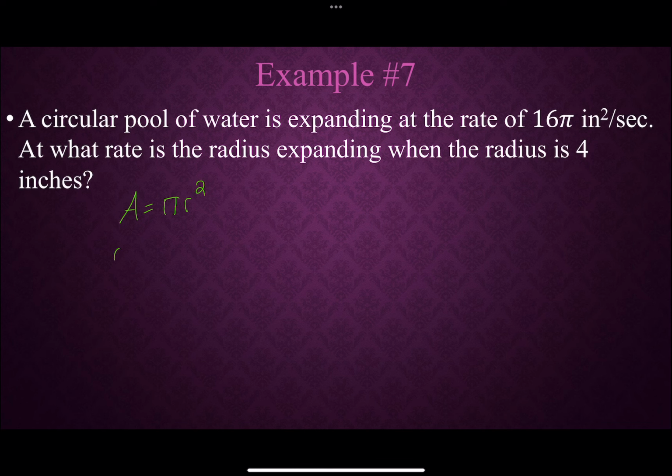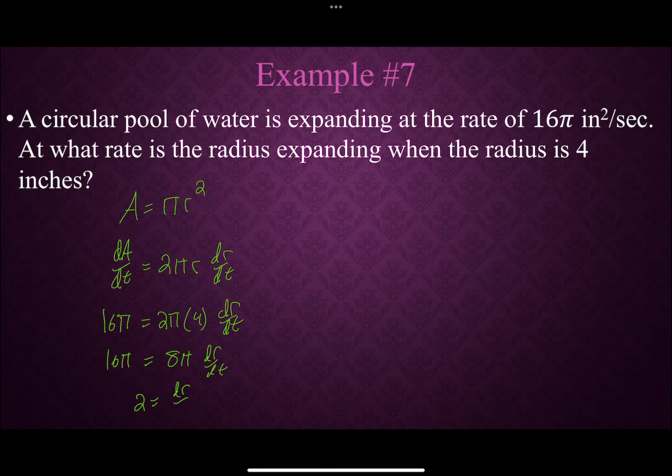So we take our derivatives: A becomes dA/dt. Pi r squared becomes 2 pi r dr/dt. They know the area is expanding at 16 pi, so that's what we're going to fill in for dA/dt. It's expanding, so it's a positive value. If they said it was shrinking at a rate of 16 pi inches squared per second, we'd have to use a negative 16 pi for dA/dt. They want to know what rate the radius is expanding, so they want to know dr/dt. They tell us r is 4. So we get 16 pi equals 8 pi dr/dt. So we get a 2 for dr/dt, but we need proper units. So dr/dt would be 2. It's a radius, so it's going to be inches per second.